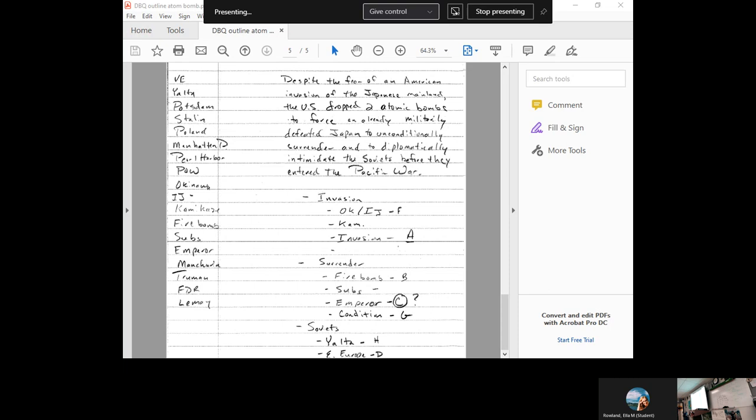So Churchill, Eisenhower, Schleyard, all say they fear the Soviets. It's your job to add a little bit more. And that was the biggest issue. But most people understood the documents, most people got most of the documents.